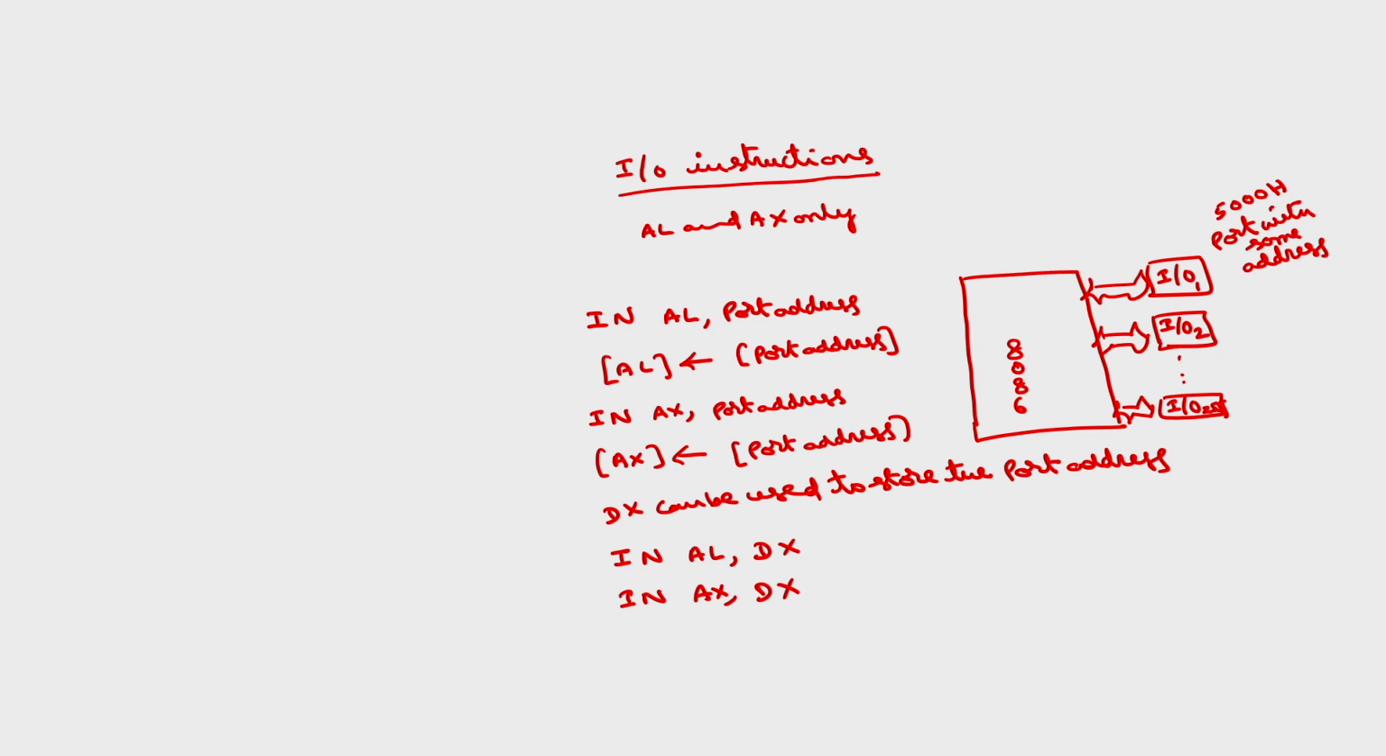Similarly, we have 4 OUT instructions. IN is for reading the data from the port into the microprocessor. If the microprocessor wants to send data to the port, we will use the OUT instruction. OUT port address comma AL. The contents of AL will be transferred to the port address.